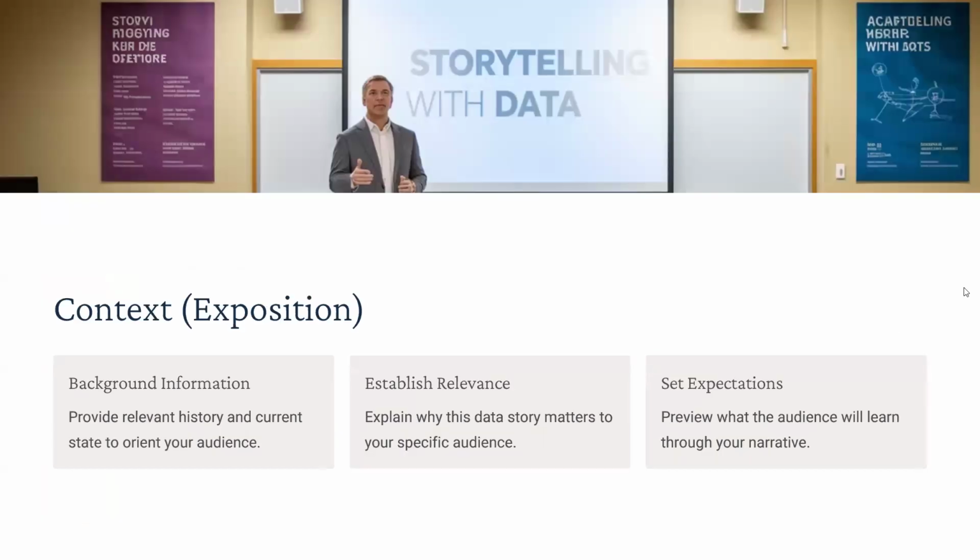In the context part, which is the first part when we set up the stage, we can use the history and the current situation to help the audience focus on our story. Then we need to establish some relevance by telling the reason behind our story: why this data story matters to the audience right now. And then we set the audience's expectations by telling them what they can learn from our narration.